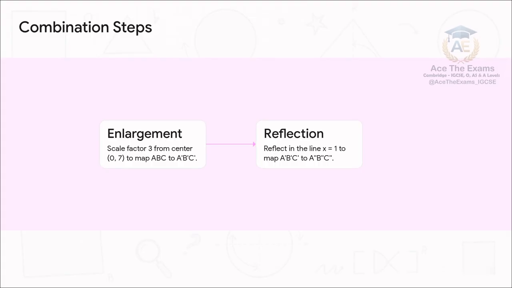Let's look at this example. We start with a simple triangle, ABC. Step 1 tells us to map it to a new triangle via an enlargement with a scale factor of 3, originating from the center coordinates (0, 7). So we've basically blown the triangle up to 3 times its size and pushed it away from that center point. But wait, we aren't done. Step 2 takes that new, larger triangle and reflects it across the vertical line where x equals 1. You have to map that intermediate step perfectly, or your final destination will be completely off.